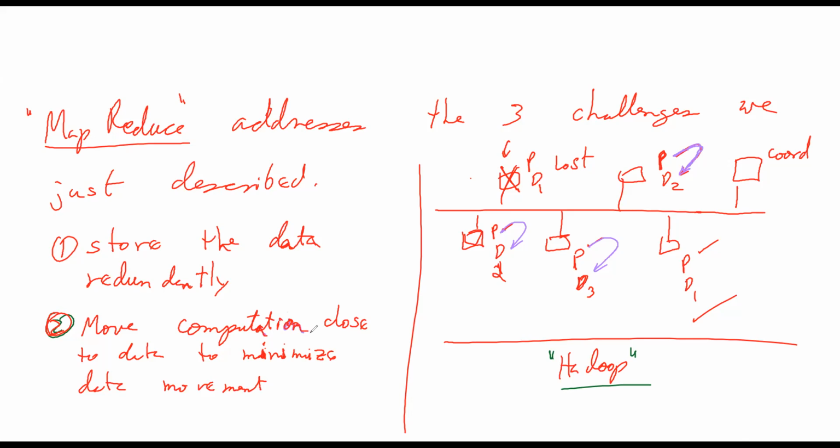close to the data to minimize data movement. And that's what this represents. Each node has a P and a D, right? So the processing, but also the data itself.